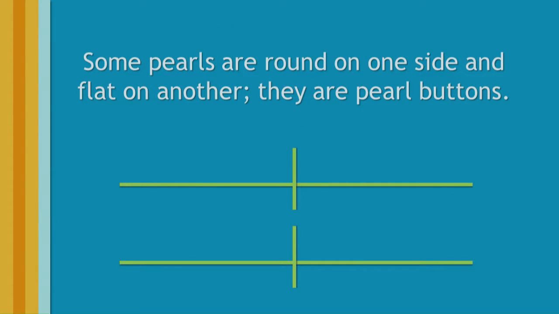Now let's look at the next sentence. Some pearls are round on one side and flat on another; they are pearl buttons. This is the compound sentence that's joined by the semicolon. So we're simply going to diagram the simple subject and the simple predicate on each line. So we have pearls are and they are. Very easy to do that. All right, that's very good.